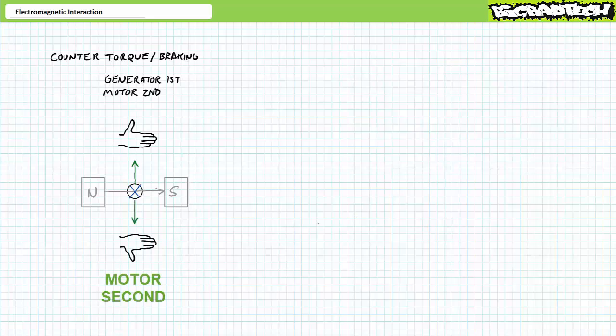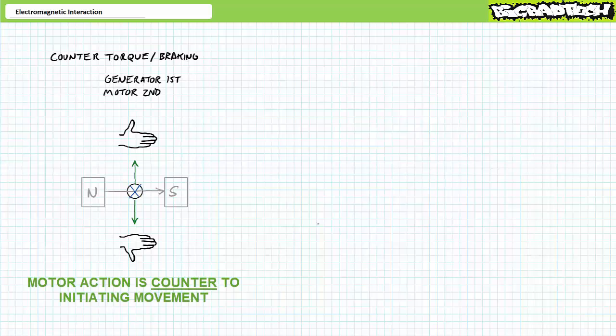Motor second. This is now a current-carrying conductor inside a magnetic field. Overlay your left hand on the right such that the left-hand fingers point north to south and the palm matches the direction of conventional current flow into the screen. Unless you've got weird-shaped hands, your left and right thumbs should be pointing in opposite directions. The right thumb up and the left thumb down.